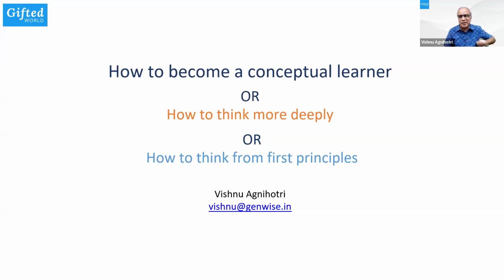Many of the parents have answered some questions wrongly. Many of the fifth standard kids have answered it correctly. So it's all pretty much even. There are, of course, some things adults find much easier. I'll talk about that also. So there can be two alternate titles to this session. So how to become a conceptual learner, or how to think more deeply, or how to think from first principles. And I'll talk about what is thinking from first principles.